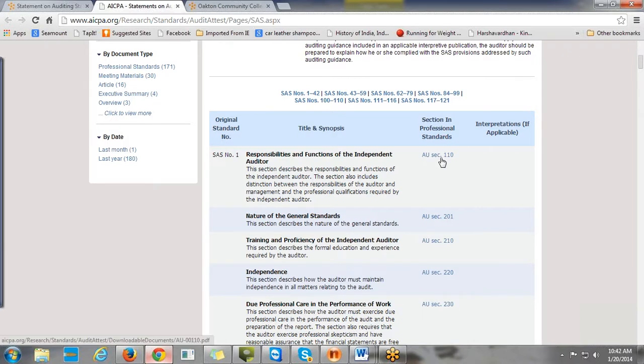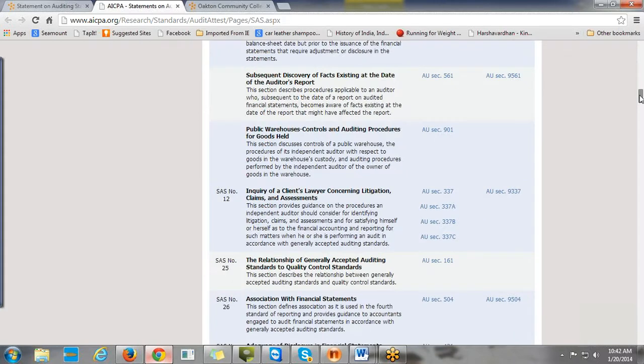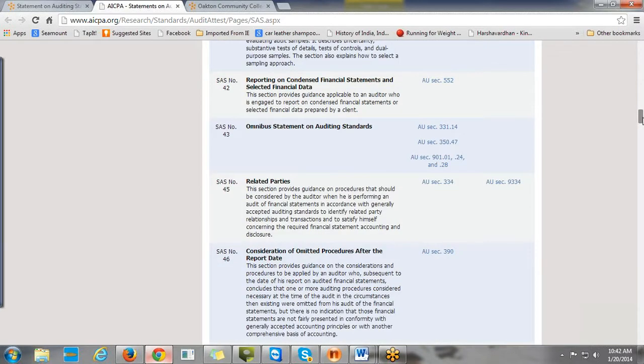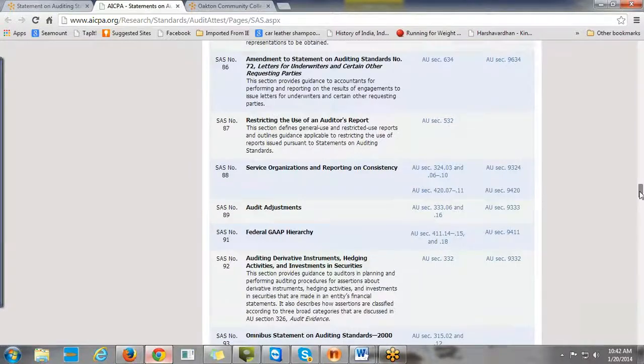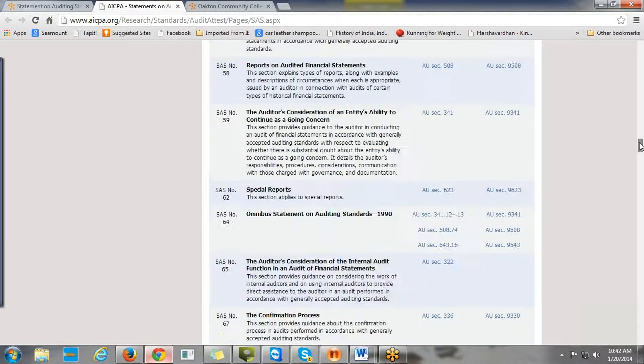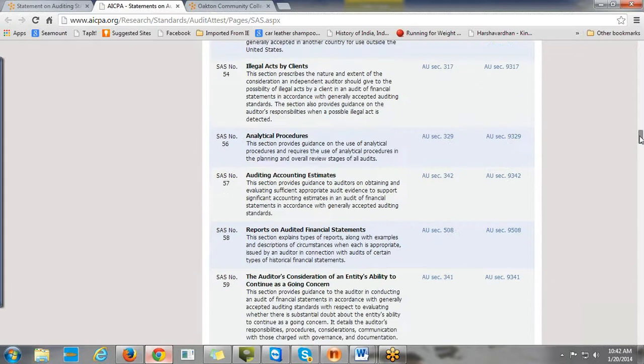This is called Audit Objective, and this is SAS number 1, Statement on Auditing Standards. You're not required to memorize this, and you're not tested on this, but if you want to do further research on this, this is the website you need to go to. Let's say SAS number 56 is Analytical Procedures. You can go here and read more about this.